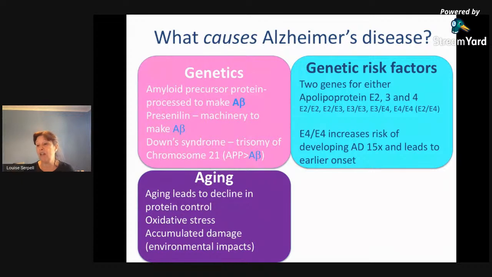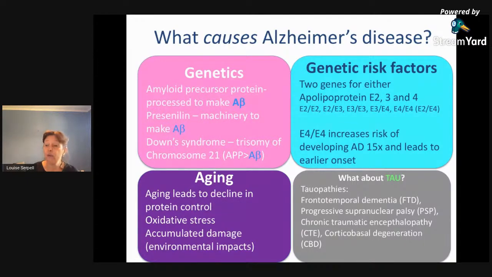The most important cause of Alzheimer's disease seems to be aging. So we know that aging leads to the decline in protein control and protein folding mechanisms. It increases oxidative stress. And of course, as we go through our lives, we might accumulate damage from environmental impacts, whether those might be from disease or from pollutants and so on.